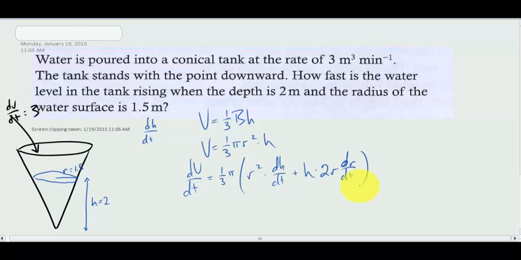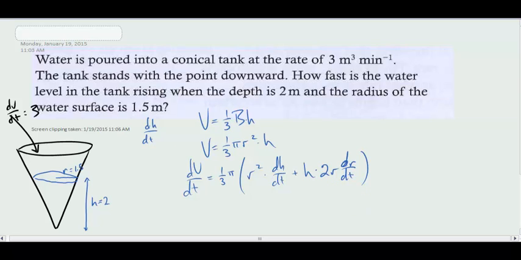And here is our derivative of that volume function with respect to time. And let's look at what we have. We know dV/dt. We know our value of r. We're looking for dh/dt. We know a value of h for the instant in time, and same with r, but we don't know dr/dt. We actually know nothing about that. So, oh boy, this gets quite a bit more difficult.